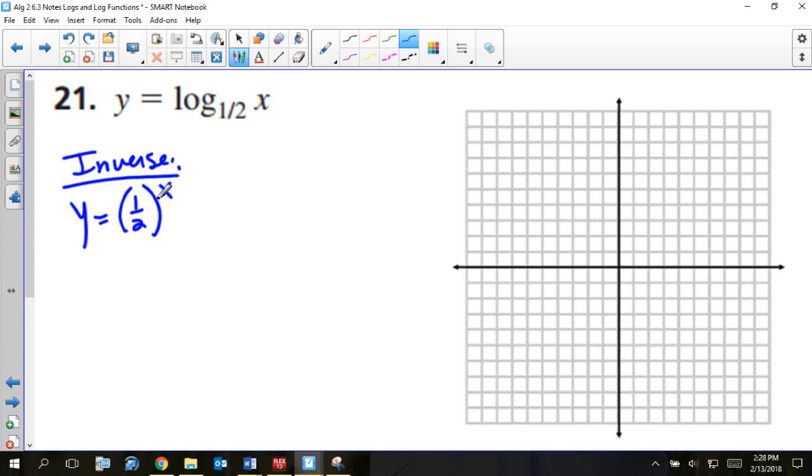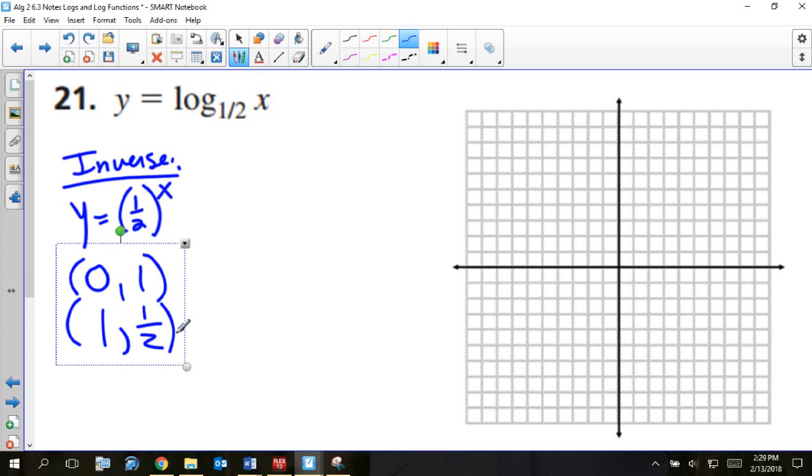Oh, Aiden, it was all you, buddy. So my key points for this one are going to be (0, 1) and then (1, 1/2). And because this b value is less than 1 but greater than 0, what kind of graph is this one going to be? This is going to be decay.